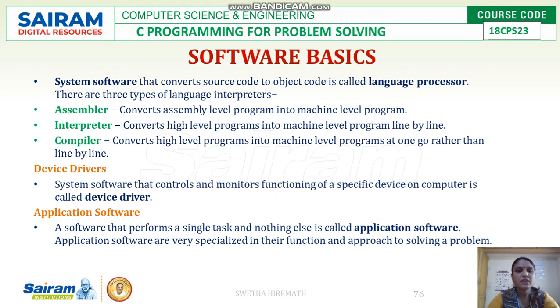Assembler, what will it do? It will convert the assembly level programs into machine level programs. Interpreter converts the high level programs to machine level line by line. One line at a time it is going to interpret and convert. Whereas a compiler converts the high level programs into machine level programs in one stretch, not one by one, all at a time. So that is the difference between the three different types of language processors.